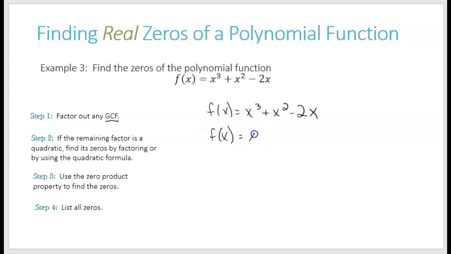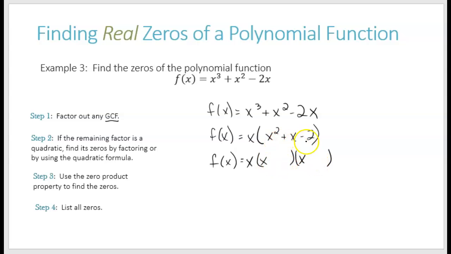All right, you can see here we have a greatest common factor of x. That's going to leave me with an x squared plus x minus 2. If the remaining factor is a quadratic, which it is, find its zeros by factoring or by using the quadratic formula. So if you can factor relatively quickly and efficiently, I would say that is the better way to go. But if you struggle with that, you can always use the quadratic formula. Okay, so quadratic formula is never a wrong thing to do. It might not always be the most efficient thing to do, but it's never the wrong thing to do.